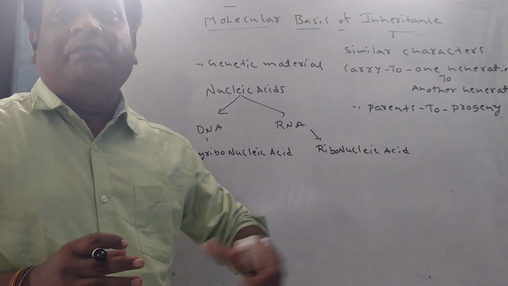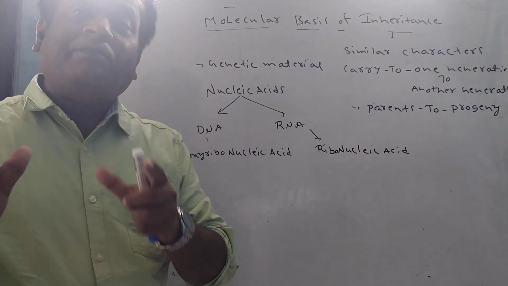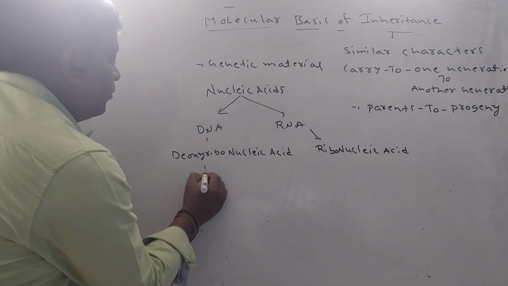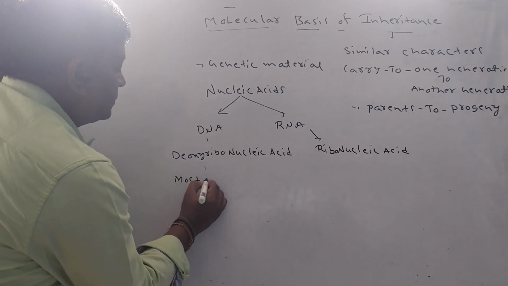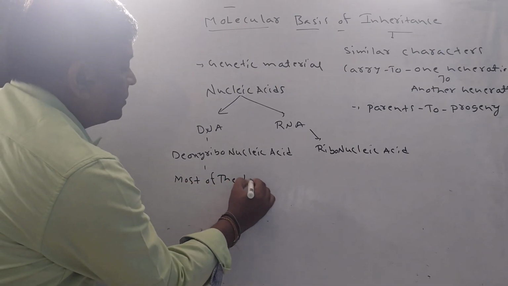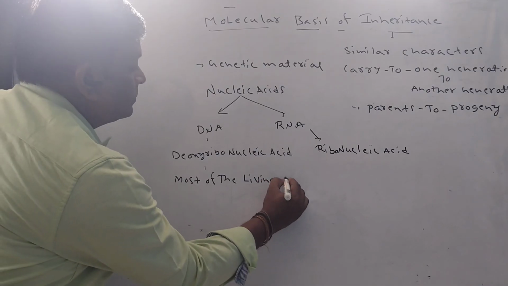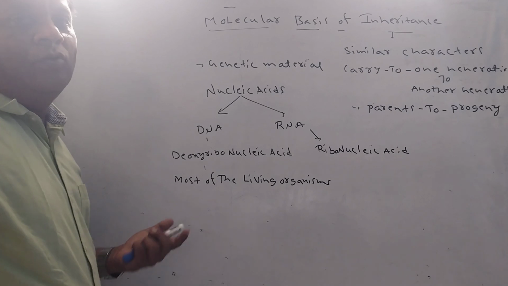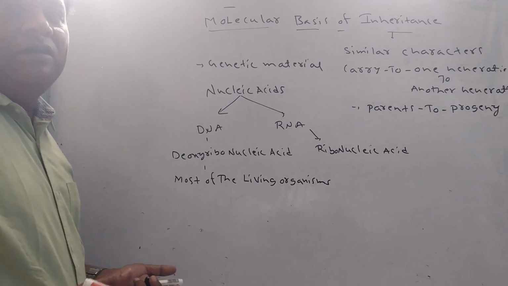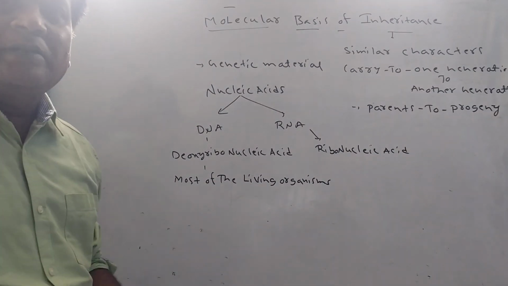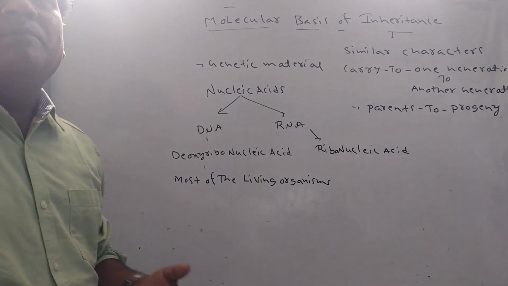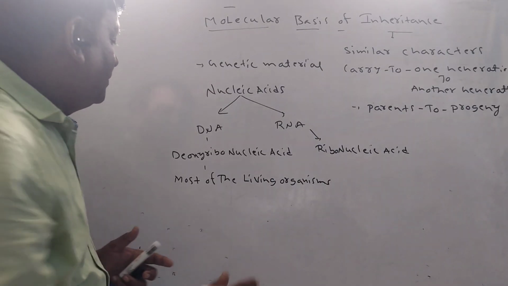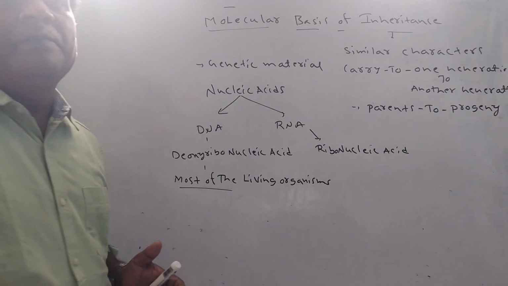Not all, we are not saying all. In most of the living organisms, DNA is the genetic material. We have written: most of the living organisms, DNA is genetic material. Most of them means almost all, like plants, animals, humans and microbes. But not all.